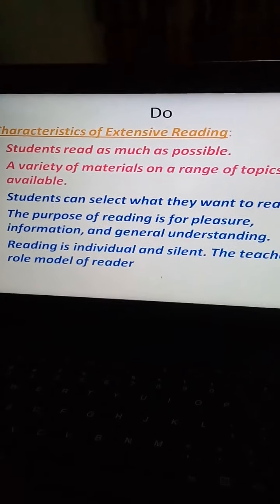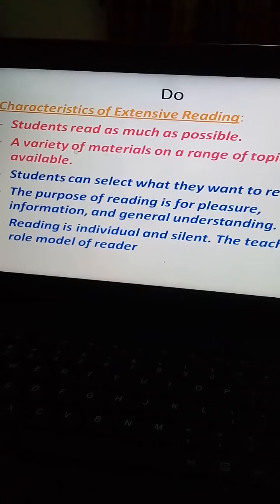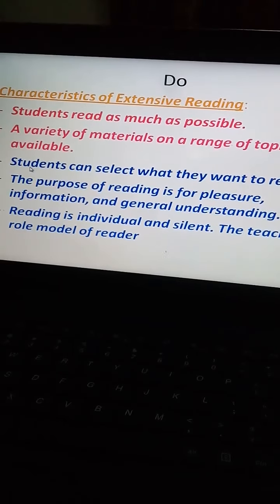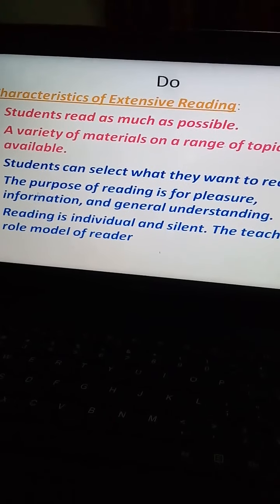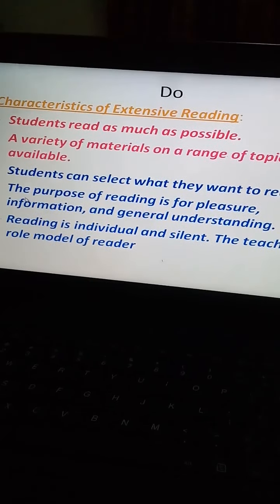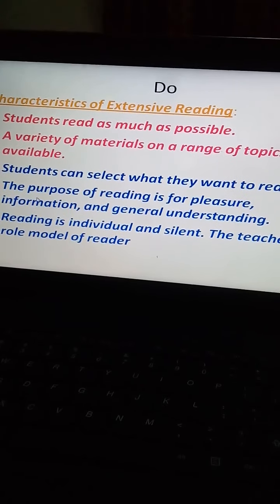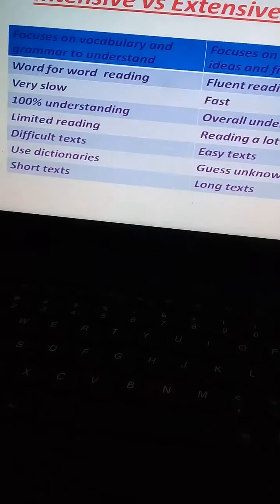The characteristics of extensive reading are: students read as much as possible, a variety of materials on a range of topics is available, students can select what they want to read, the purpose of reading is for pleasure, information, and general understanding. Reading is individual and silent, and the teacher is a role model of a reader.